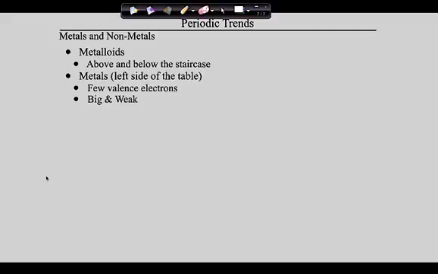Okay, so guys, if they're big and weak, what are they going to want to do with electrons? Do they take them in or give them away? They give them away. And guys, these things lose electrons. And if you lose an electron, what does your charge become? Positive or negative? Positive. These things form cations.